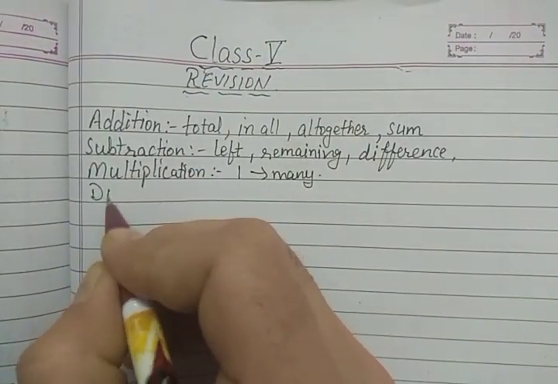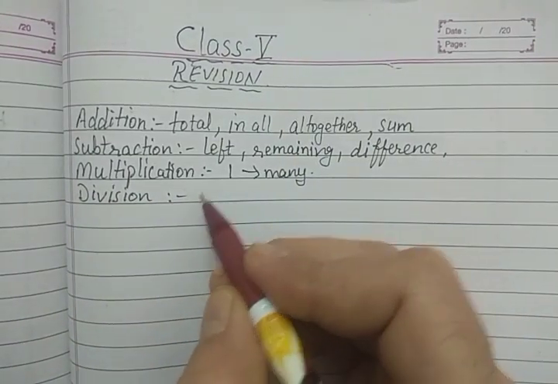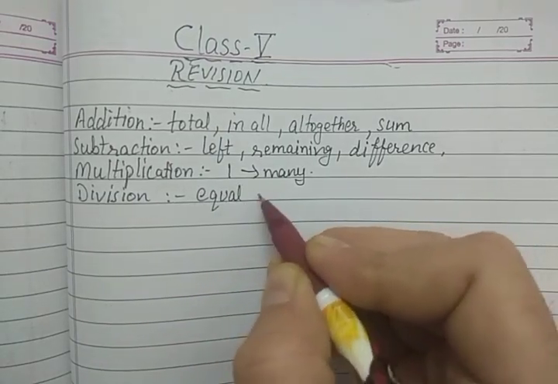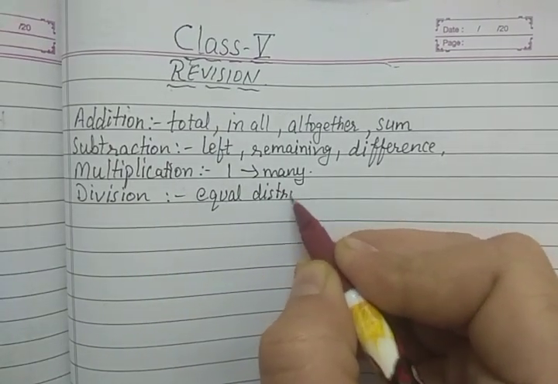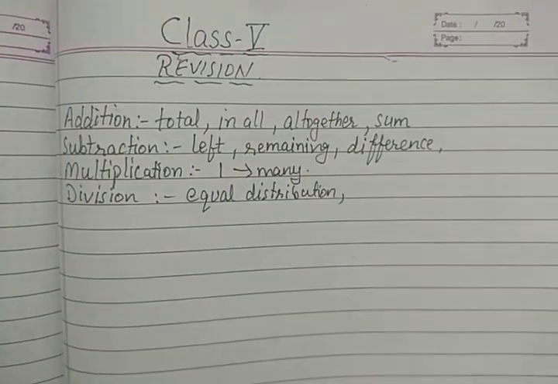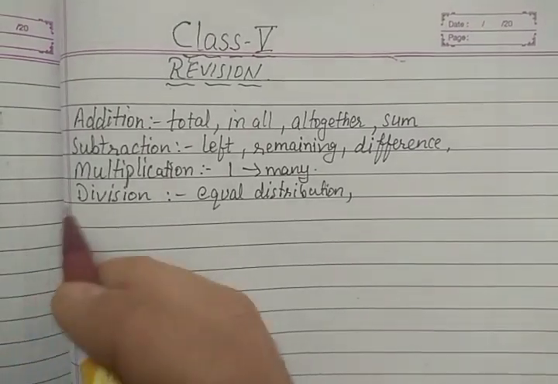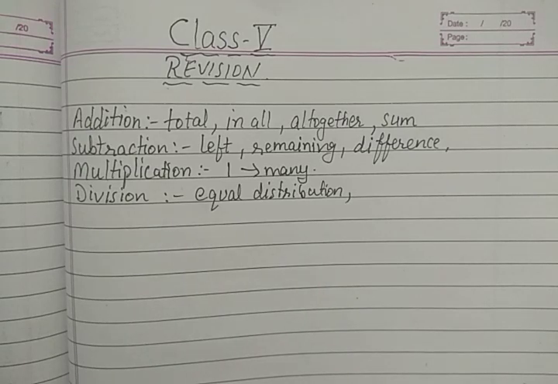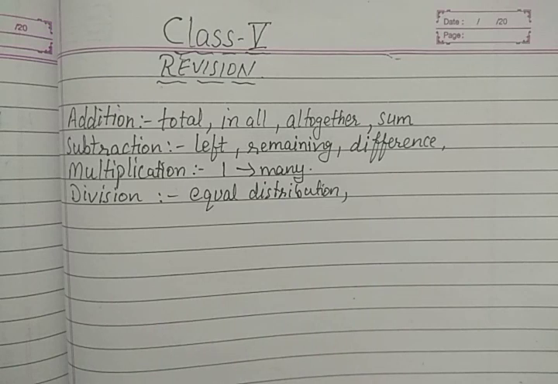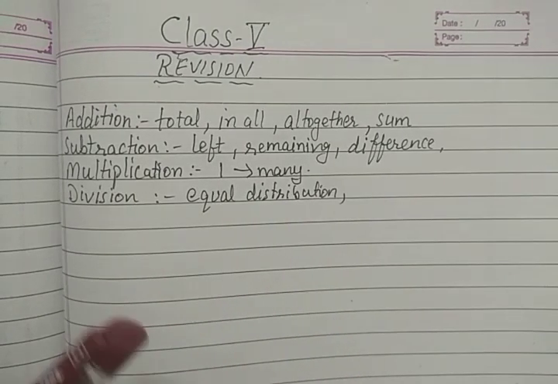And for division, first is equal distribution, when we have to distribute equally. Equal distribution, that means when we have to distribute the thing equally among the persons or others. For example, suppose we have 15 toffees and we have to distribute equally among 5 children, then we have to divide.